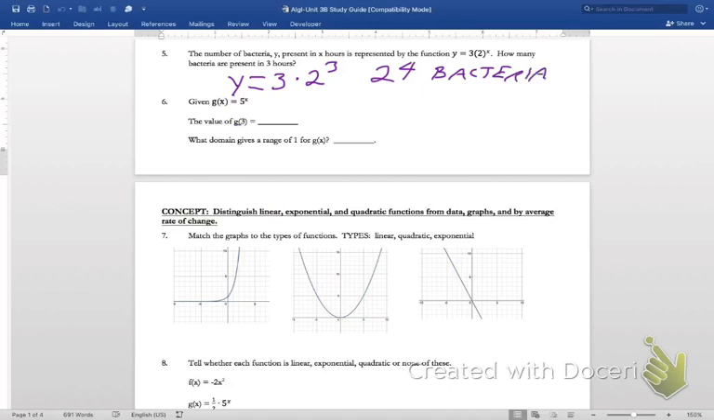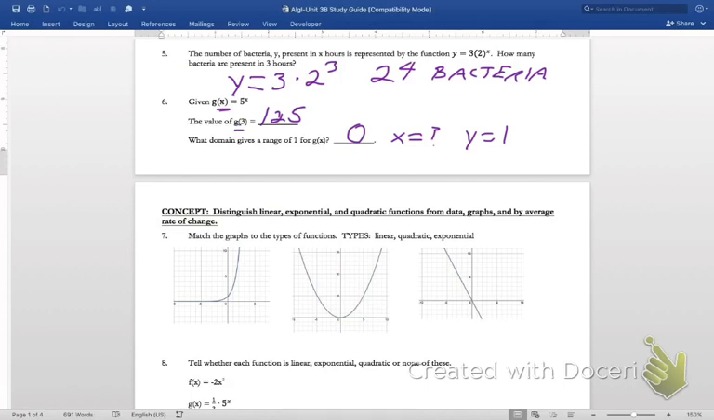And finally, number 6, given g of x is equal to 5 to the x, the value of g of 3. Well, this is function notation, so since we've got an x right here, g of 3, 3 is x, so 5 to the third power is 125. What domain gives a range of 1 for g of x? That means what x value are we looking for that will give us a y value of 1? Well, 5 to what power is 1? The only thing that can be is 0. 5 to the 0 is 1. That's what we're looking for.